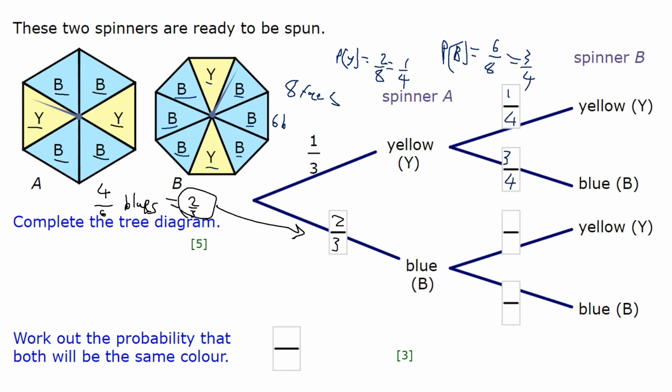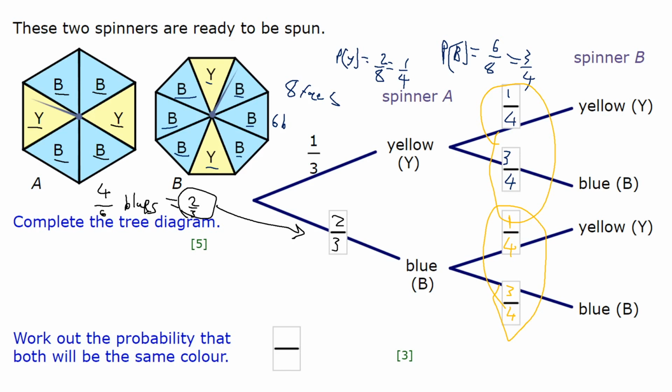And because these two are the same spinner, these two answers are both going to be 1 in 4 and 3 in 4 respectively, okay?